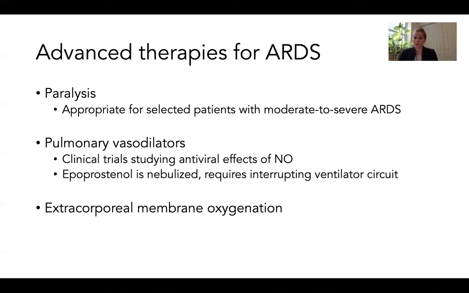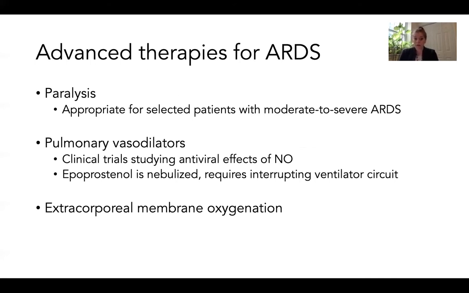So for paralysis, the use of paralysis via neuromuscular blockade in the management of ARDS has been evolving substantially over the past decade. The primary utility of this is to combat ventilator dyssynchrony, which can lead to compounded lung injury. In general, this therapy should not be broadly applied to all comers with moderate to severe ARDS, but rather should only be employed on a case-by-case basis.